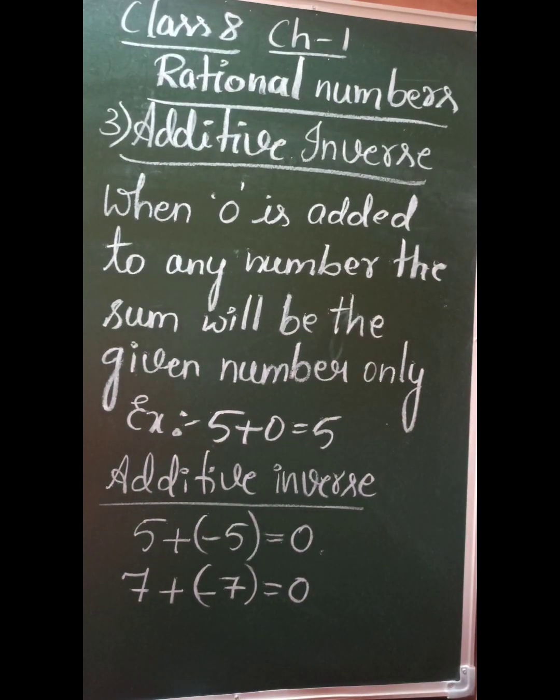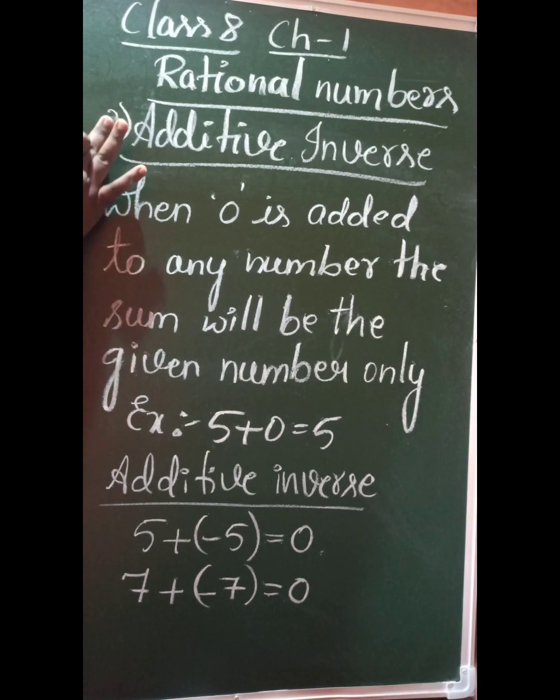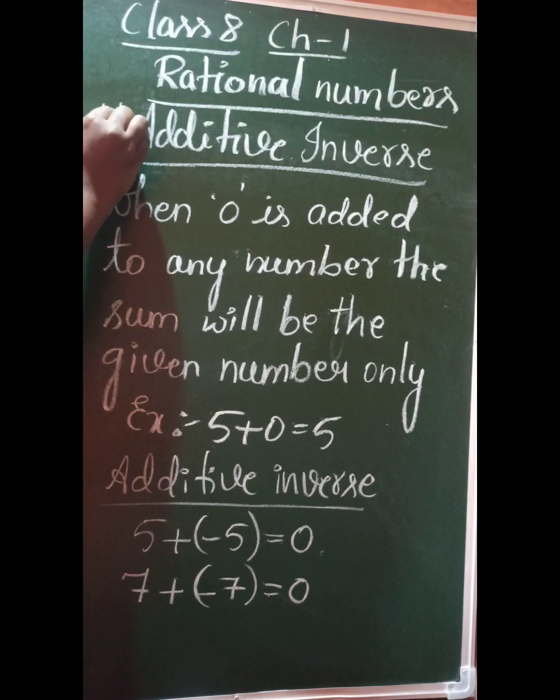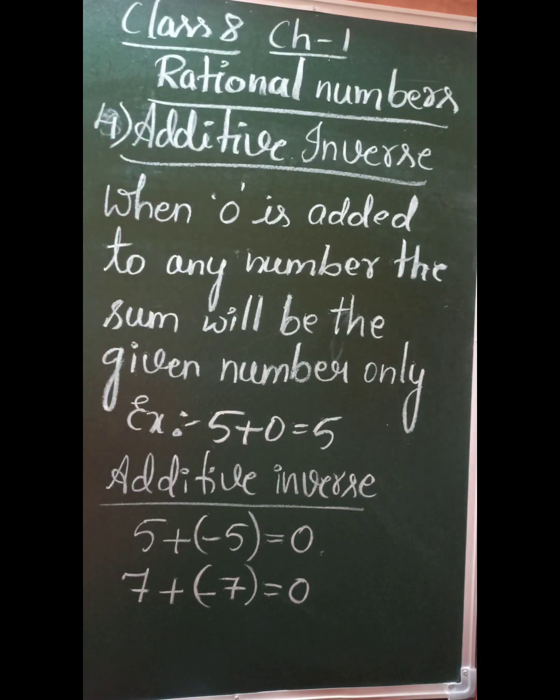Hello everyone. In the previous class we have studied three different properties: closure property, commutative property and associative property. In this class you are going to study a few more properties. So the next property, the fourth property, is the additive property, additive inverse.